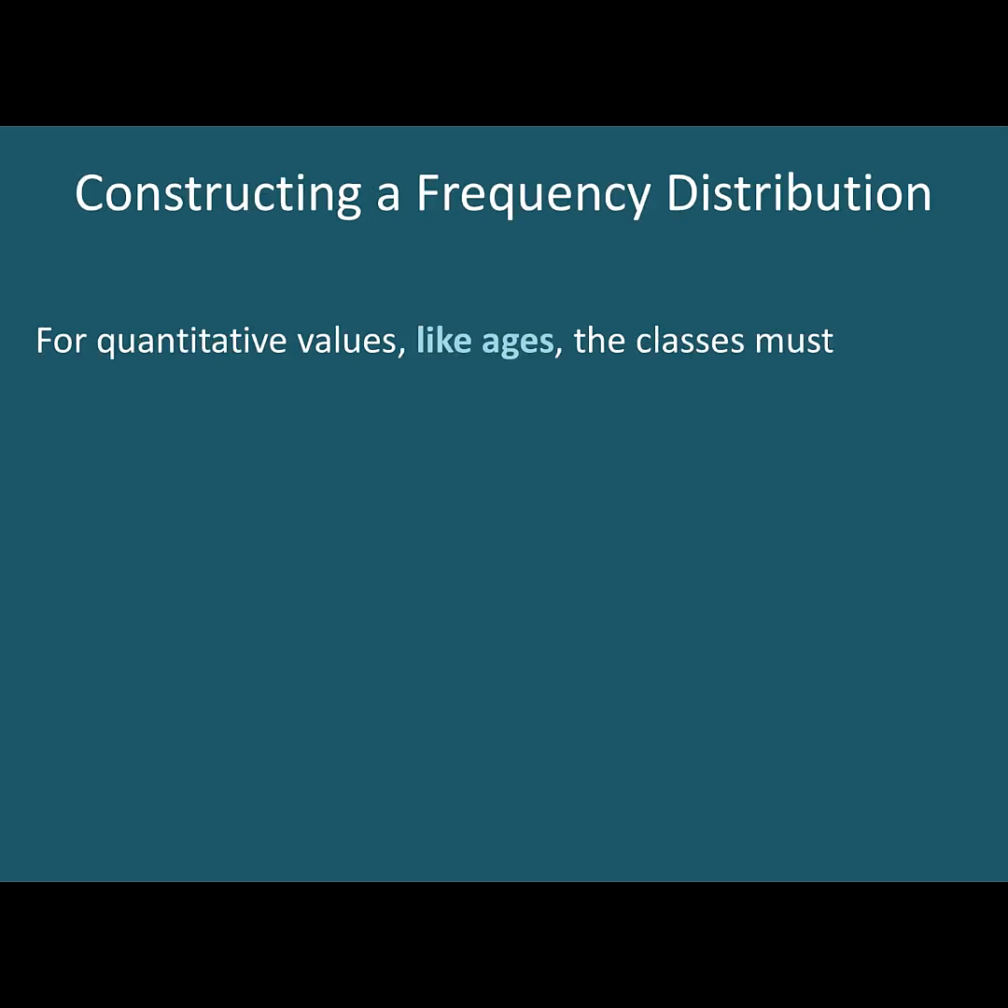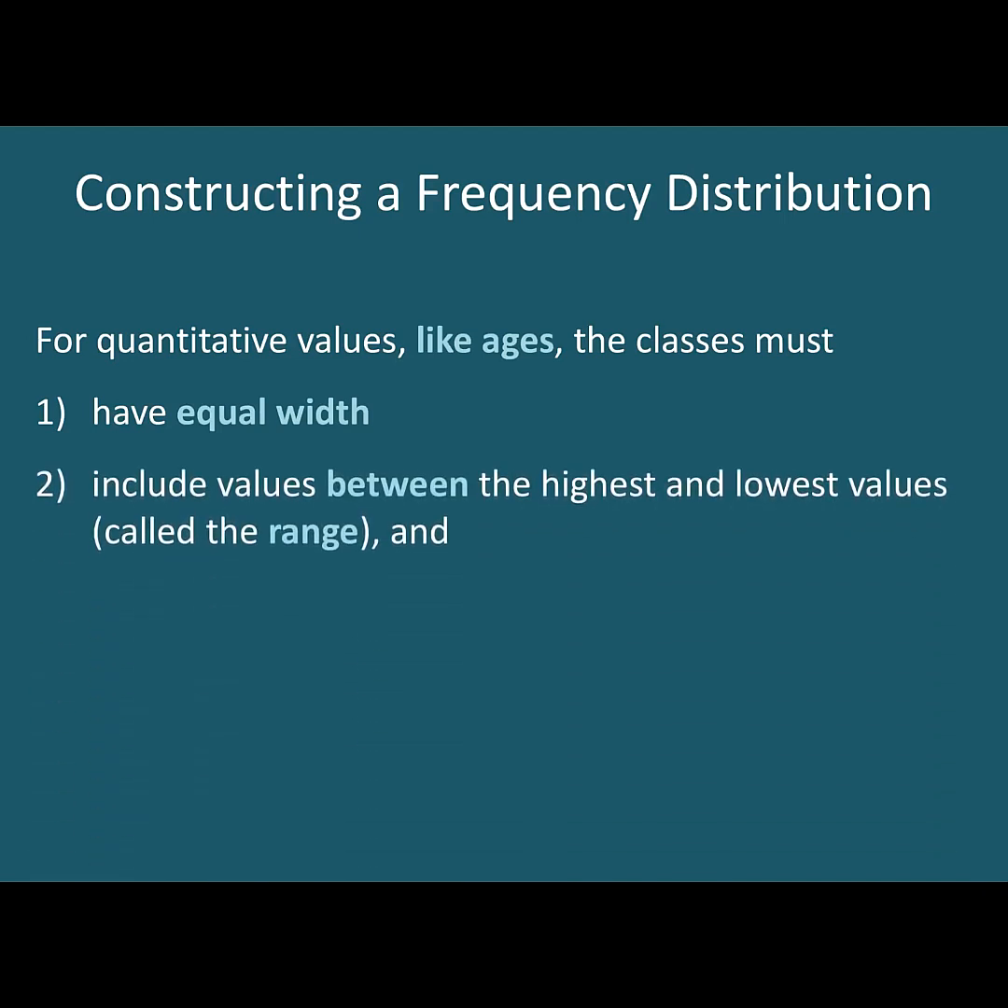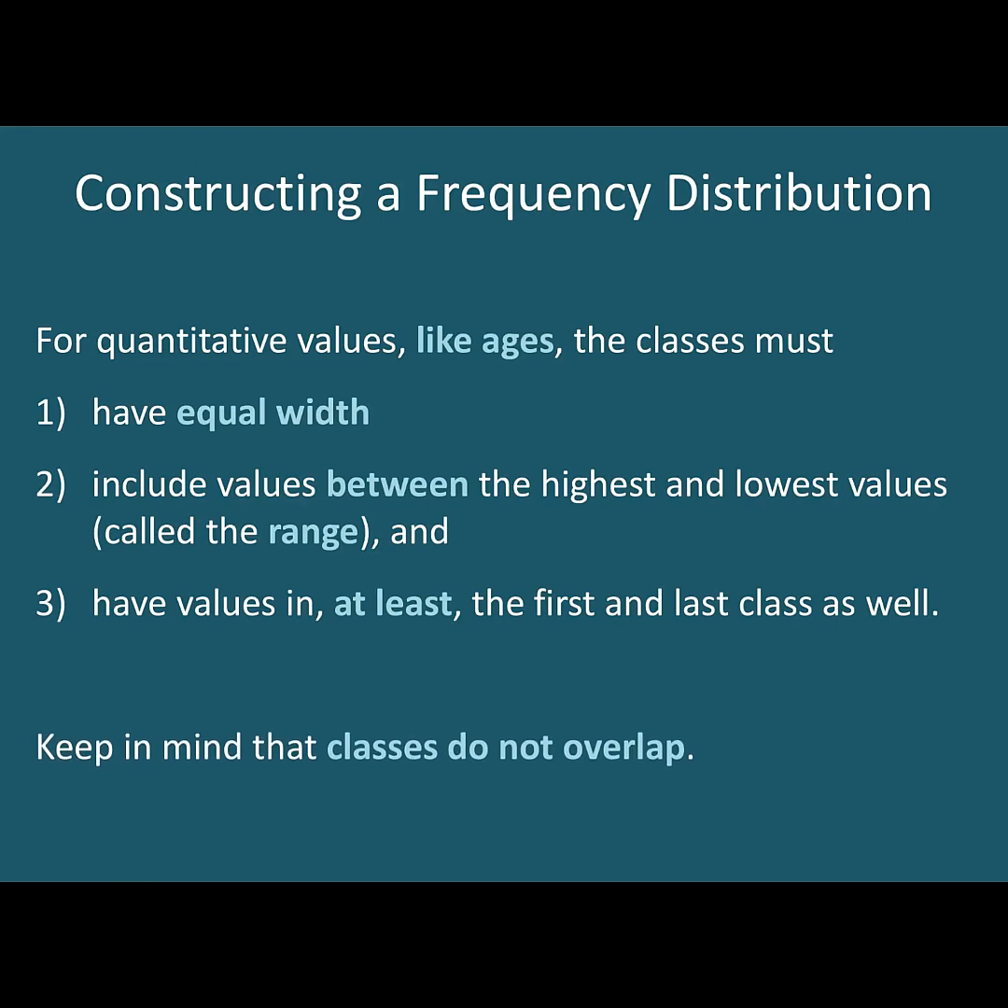For quantitative values like ages, the classes must meet the following criteria. 1. Have equal width. 2. Include values between the highest and lowest, called the range. And 3. have values in, at least, the first and last class as well. Let's keep in mind that the classes will never overlap.